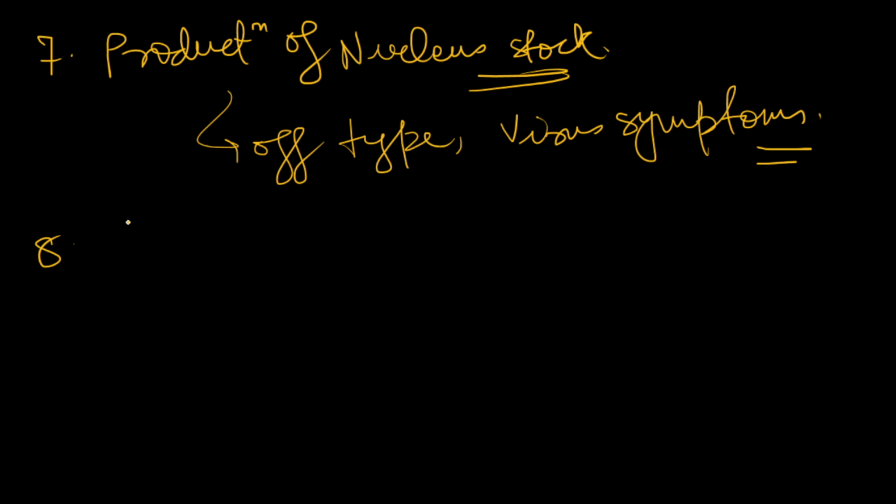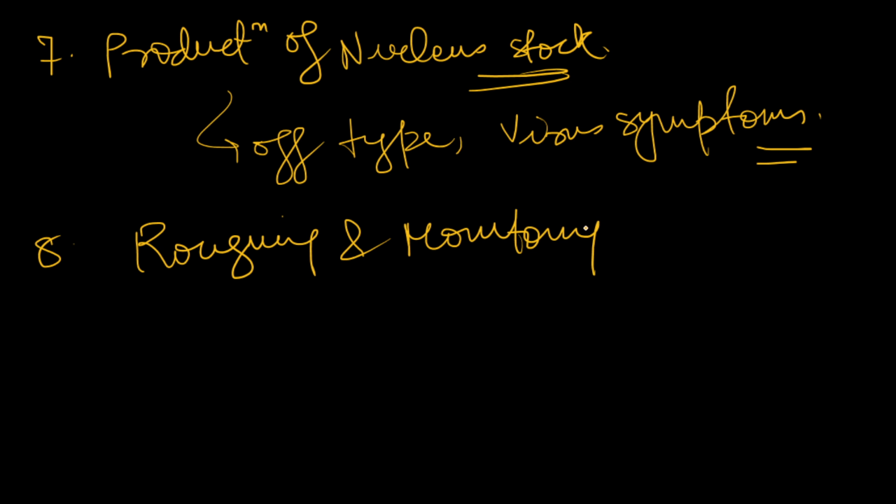Then we should keep doing regular rouging and monitoring. Rouging, as you simply know, is the removal of off-types. We will keep continuously removing the off-types, and periodic visual inspections and testings should all be done to ensure stock purity. These are the things which you can mention in your answer, and I think it would be a fair enough answer.